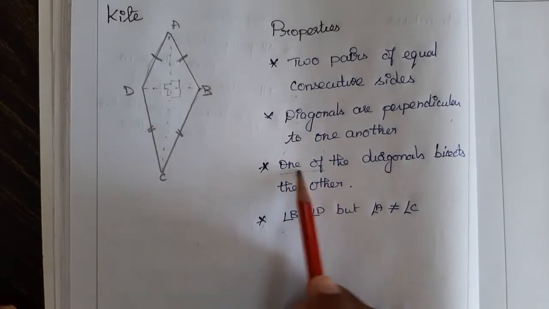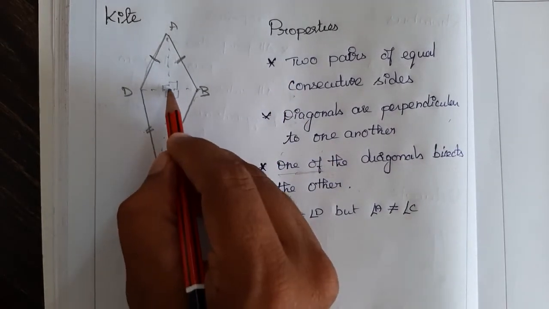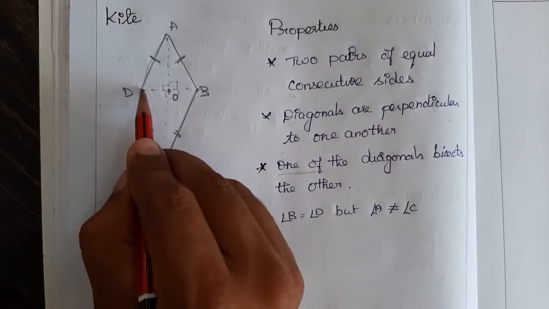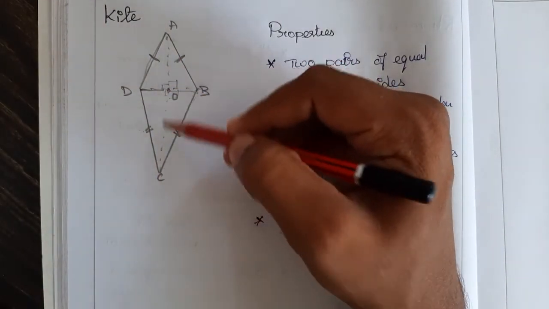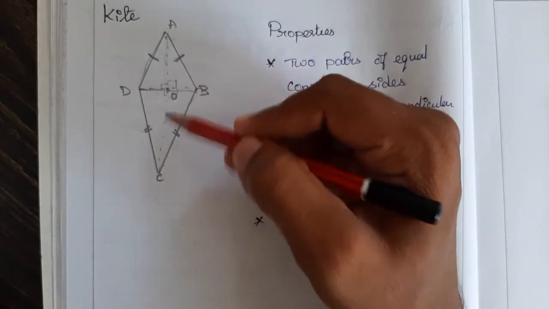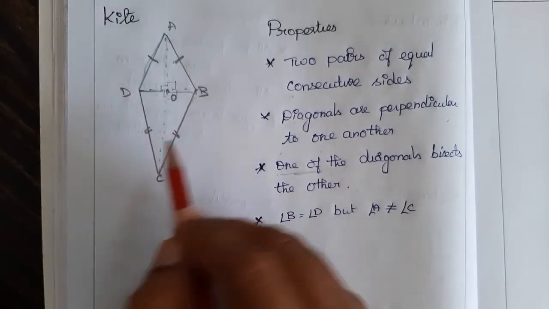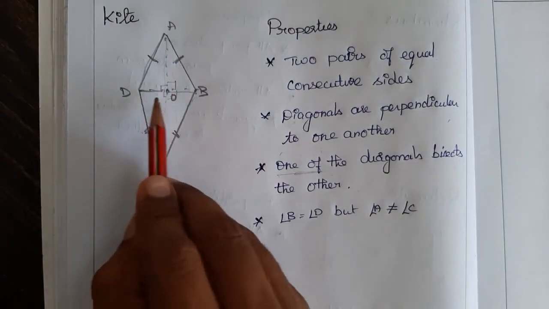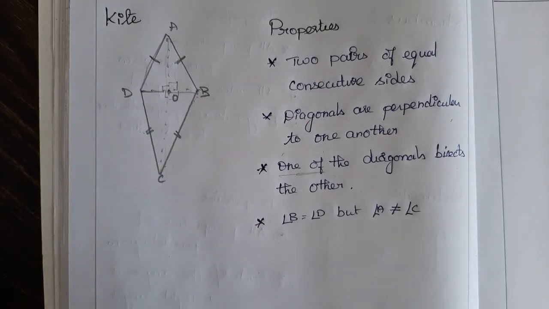Only one diagonal is bisecting the other, not both diagonals. From the figure, if this point is O, then you can say DO is equal to OB. We cannot say AO is equal to OC, right? Because one is smaller and the other is a little greater in length. From the rough figure itself we can understand, right? So only one diagonal is bisecting, that is DO is equal to OB. The smaller diagonal's halves are of equal length.